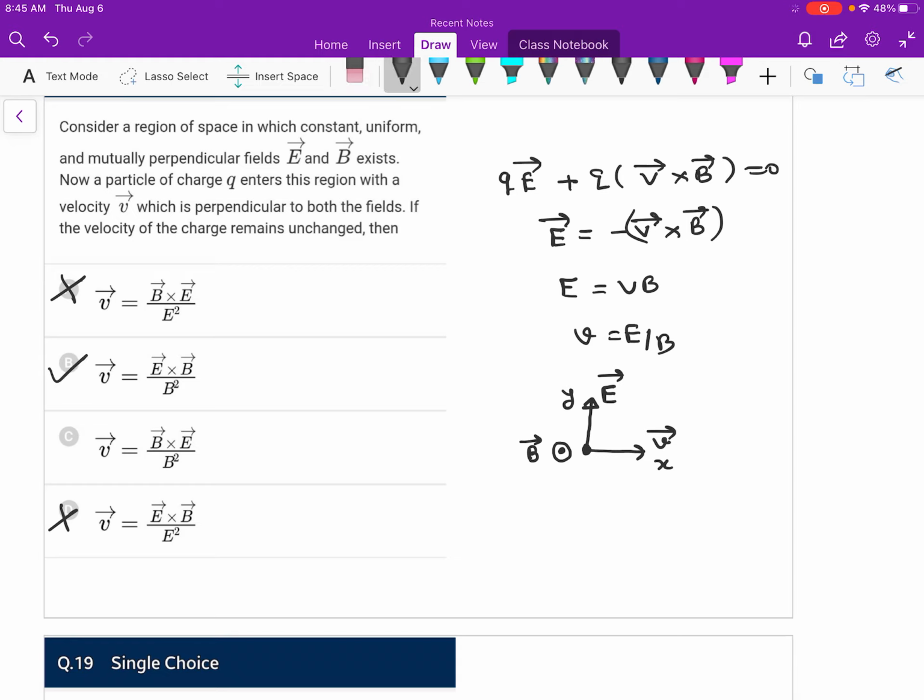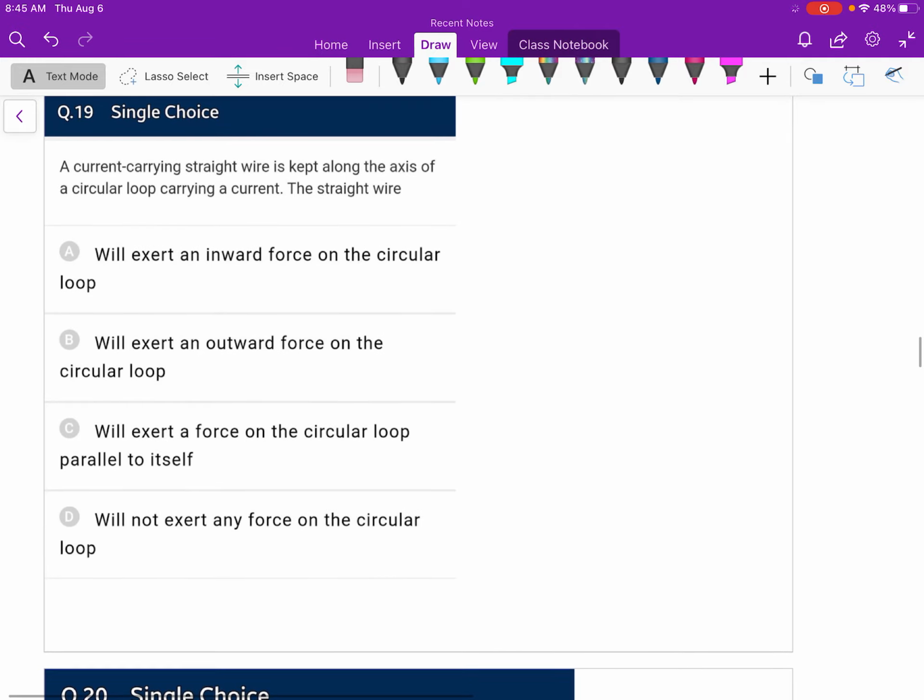Direction से आप चेक कर लीजिए एक बार. E cross B की direction देखिए, वो V के parallel आ रही है. That means B option is correct. So ऐसे ही अपने को थोड़ा सा situation लेके चेक करना होगा.